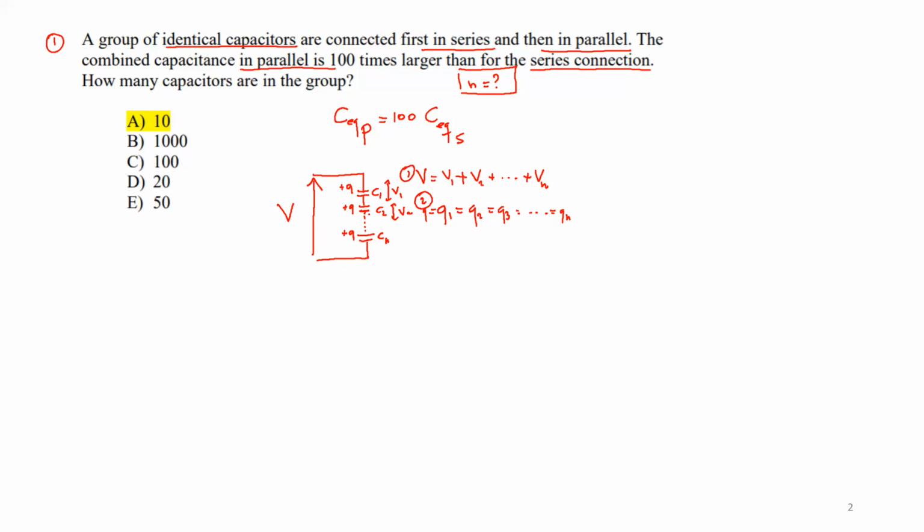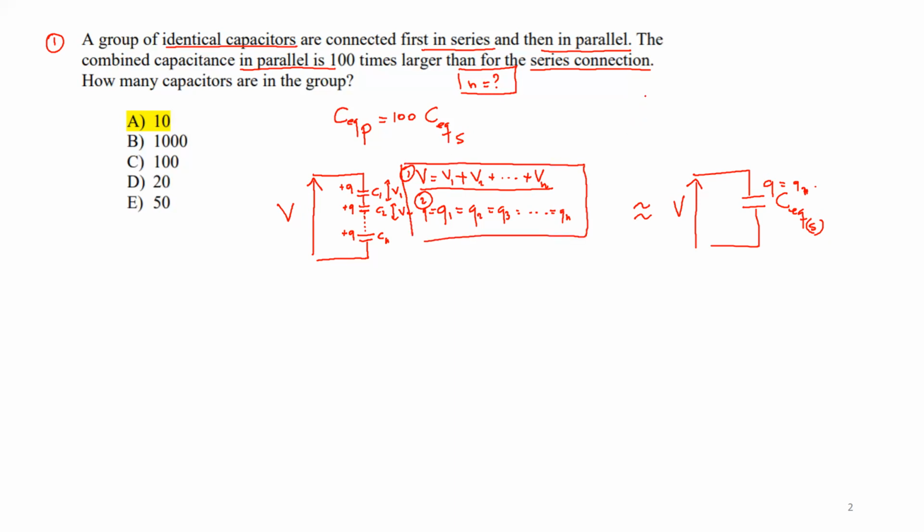Check the lectures. Therefore, I can replace this series combination by one single capacitor that has a capacitance C equivalent in series, connected to the same total voltage, which is the sum of the individual voltages, as we said, and that has a charge Q. This Q is the same as Q1, which is the same as Q2, the same as Q3, etc.